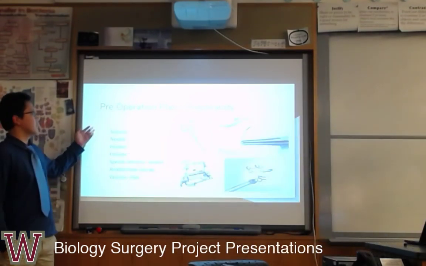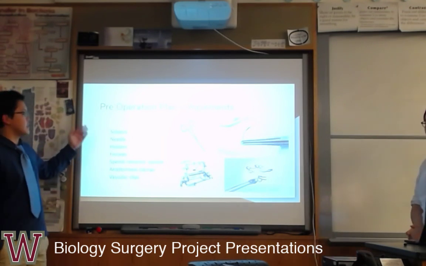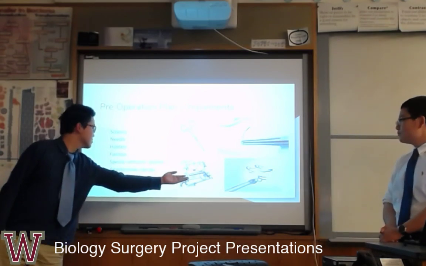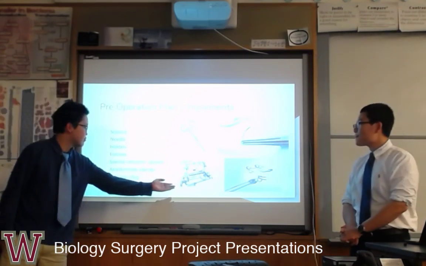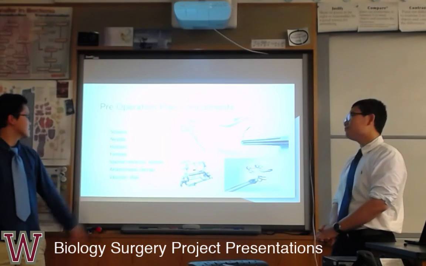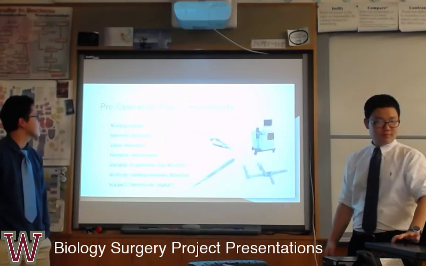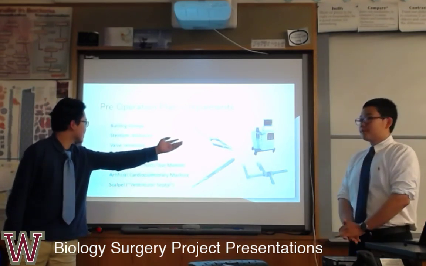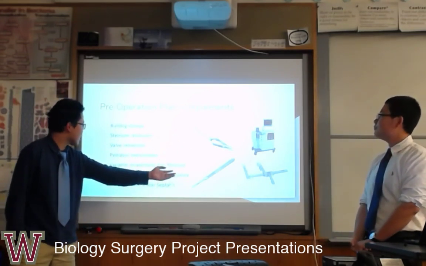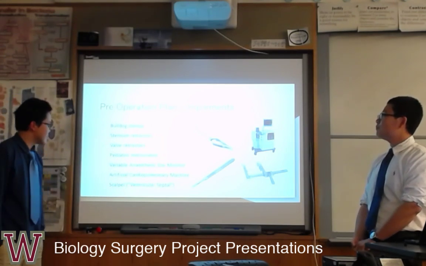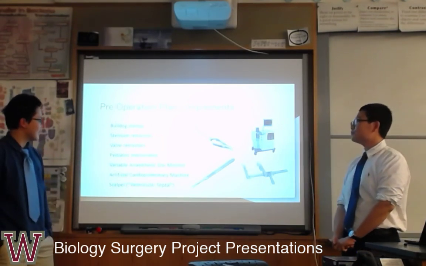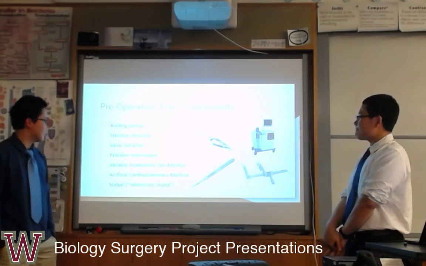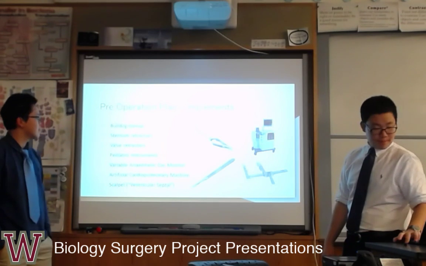So there are some basic implements of the surgery. We have scissors, needle holders, forceps, special retractor system, anastomosis clamps, and vascular clips. Also, we need to use bulldog clamps, sternum retractors, valve retractors, pediatric instruments, variable anesthetic gas monitor, artificial cardiopulmonary machine, and scalpel.